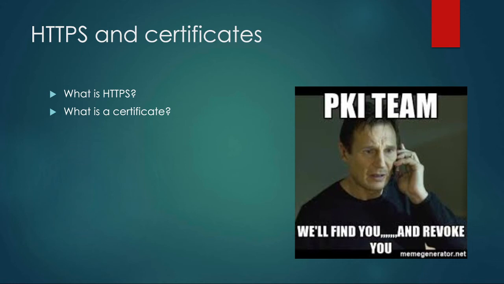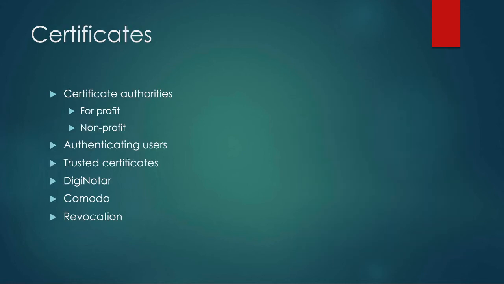Now, if you're interested, you can actually go into the settings of your browser and you can look at who is considered a root certificate authority, what certificates they've signed, how many there are, and all of that is actually saved within your browser. Now, there are different certificate authorities. There's for-profit and non-profit. Some examples are DigiNotar and Comodo.